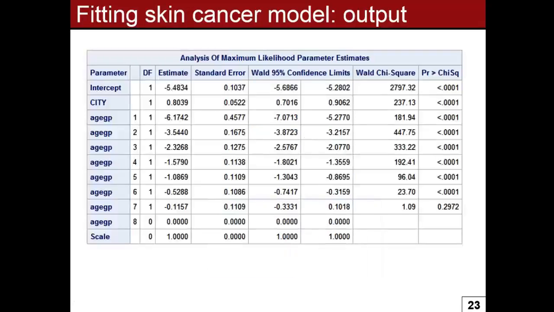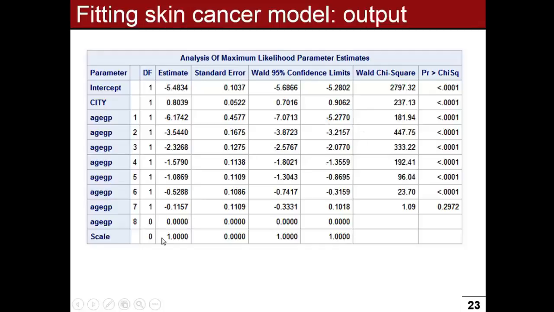So I'm just going to jump to the next piece, which is you get a table of very typical looking estimates for all your terms in your model, your alpha and your betas and your gammas, whatever you want to call them. Here's all the pieces in our model. We had the estimate for the intercept, city, and all of the age group dummy variables are represented here as well. You have the standard error, confidence intervals, all that kind of stuff.